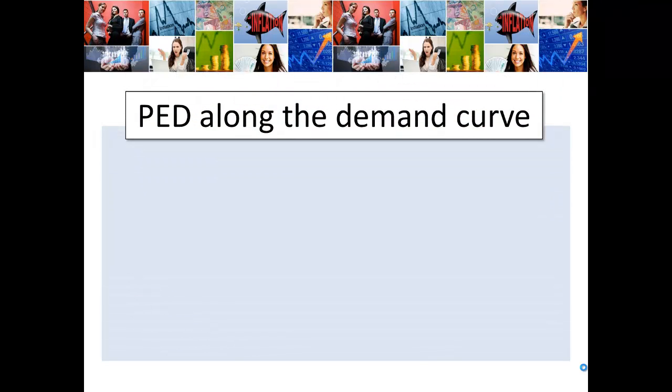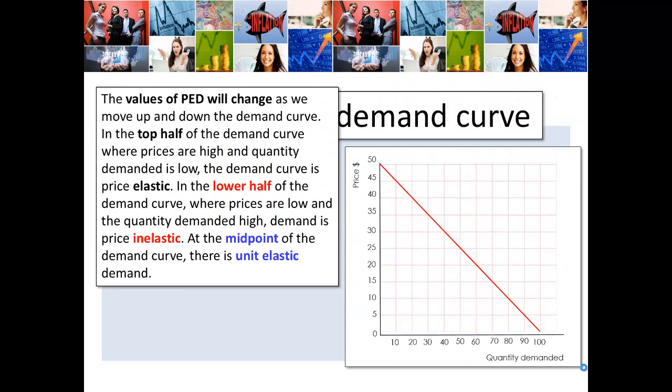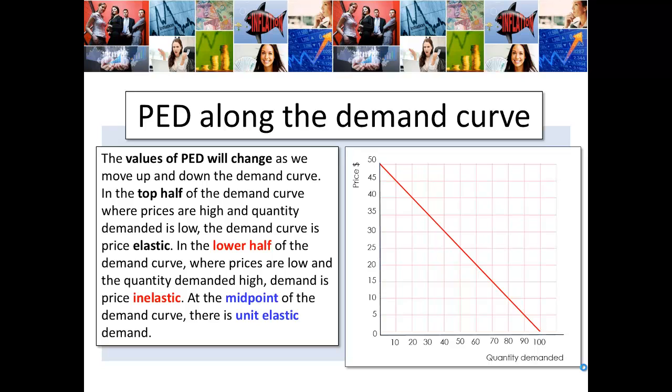Another very important concept to consider is that price elasticity changes as we go along the demand curve. In the top half of the demand curve, prices are high, quantity demanded is low, and the demand curve is price elastic. And in the lower half of the demand curve, prices are low and the quantity demanded is high. Demand is price inelastic.